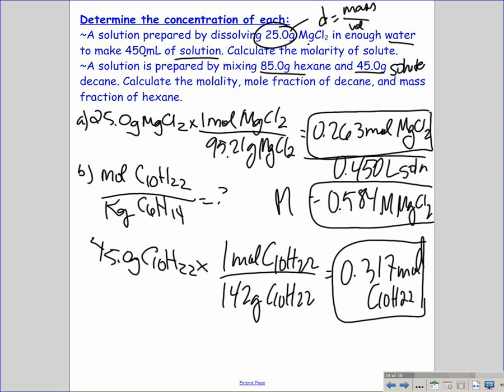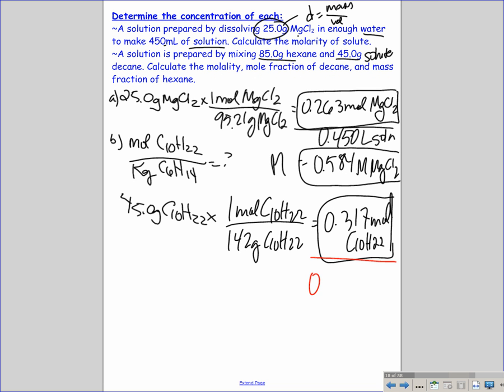So I need that for the numerator, right? And then kilograms, what do we need to do? Can you do that in your head? Right, so what's the kilograms of hexane? You're just moving that 0.85 back 3, 0.085 kilograms of C6H14, and that gives me a molality of 3.73 molal.